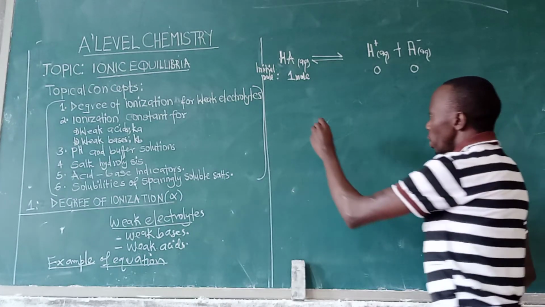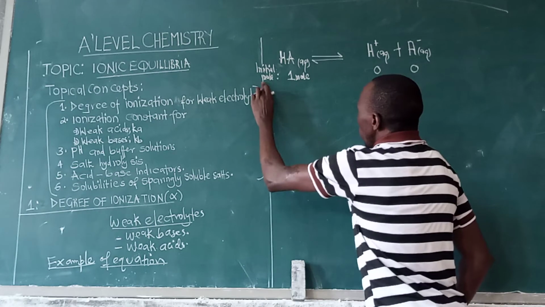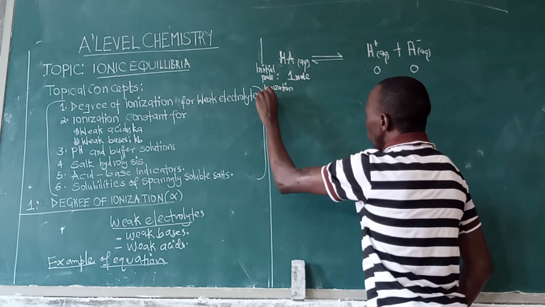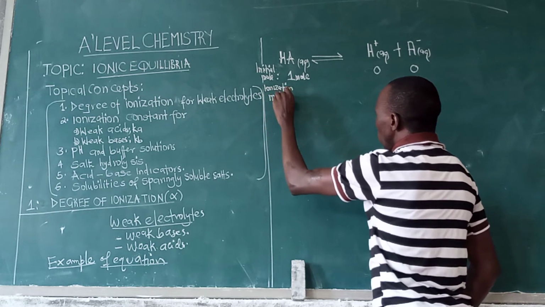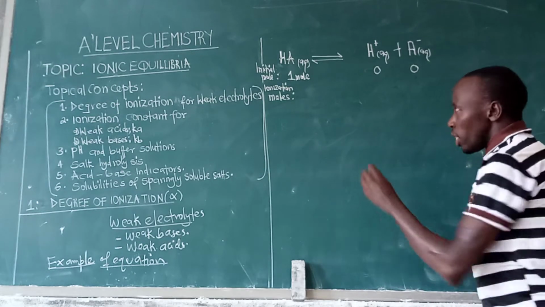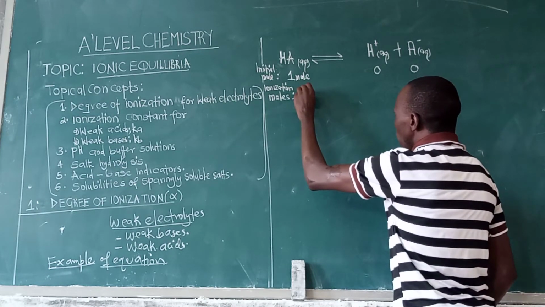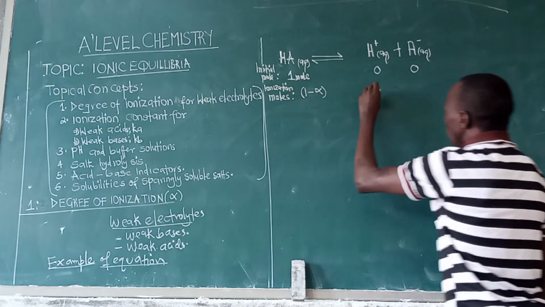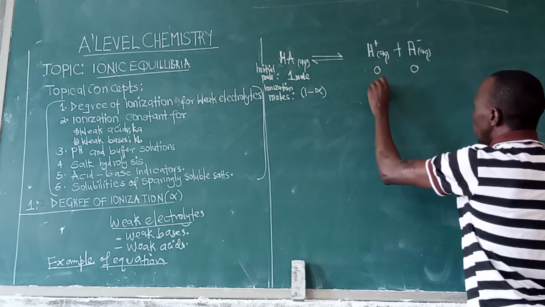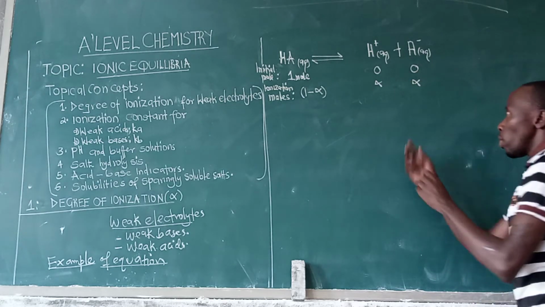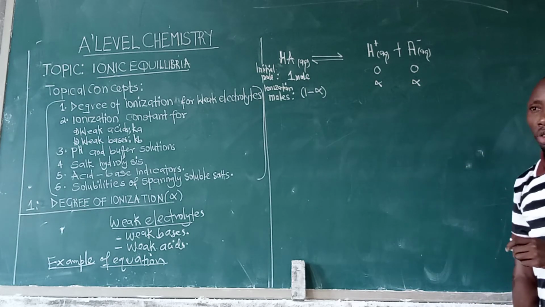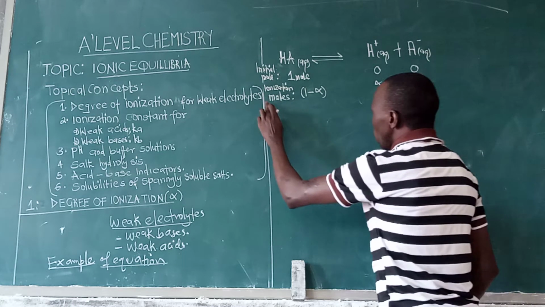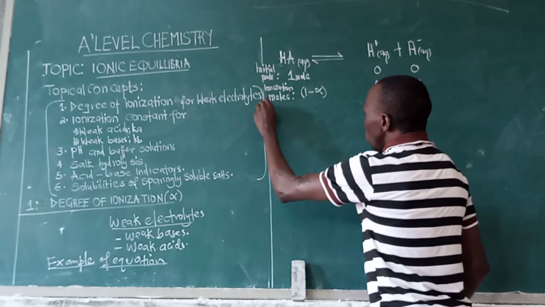Now, what about the ionization moles? What do we say about that? The moles remaining would be 1 minus the degree of ionization. Here we don't know it yet, but we can determine it by knowing the degree of ionization of the constituent ions produced after ionization. Then we are also going to be subjected to concentration.